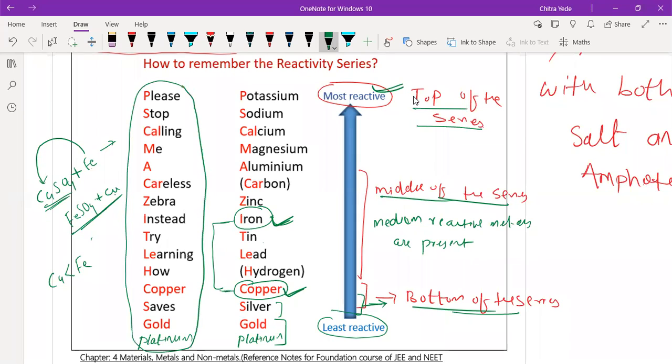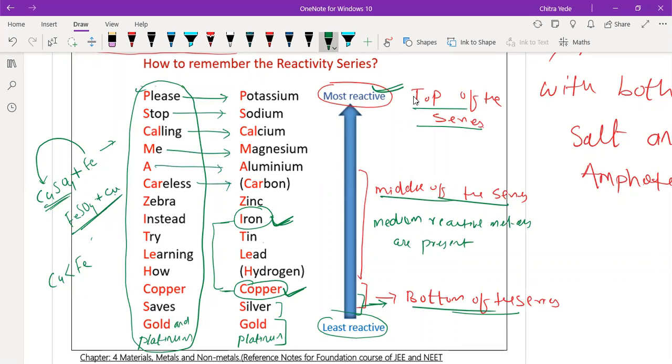It is a phonic trick: Please stop calling me a careless zebra. Instead, try learning how copper saves gold and platinum. In please we have potassium. In stop we have sodium, and in calling we have calcium. In me, M, we have magnesium. Then A is aluminium. In careless we have carbon.